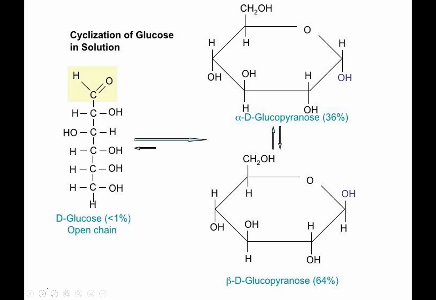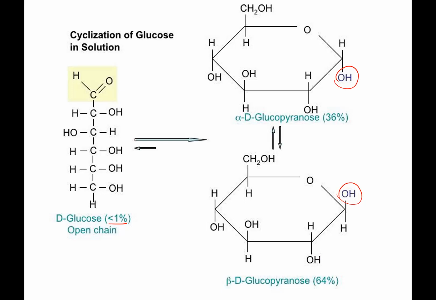The equilibrium for these is that when you put glucose in water, less than 1% of it is in the open chain, and the rest of it is either in the alpha form, where the OH is here, or in the beta form, where the OH is there. You can actually see the beta form is favored over the alpha form. In your book, that's called the anomeric effect. I'm not going to really get into that. You can get into that in biochemistry.